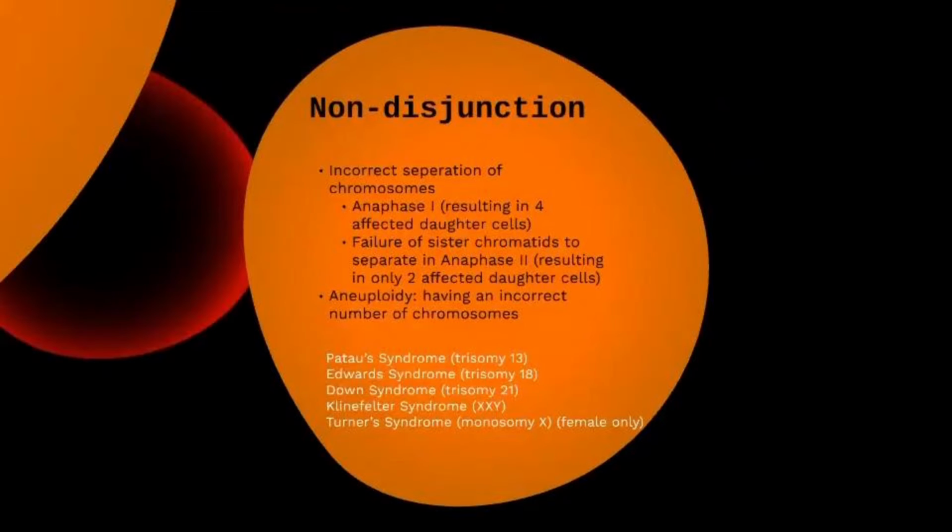Klinefelter syndrome is where you have XXY, so you've got 2 X's and a Y chromosome. And then you have Turner syndrome, where it's monosomy X, which means that you only have 1 copy of the X chromosome, and this can only happen in females. So as you can see, the nondisjunction can have major effects on the offspring of the person whose gametes are produced this way.